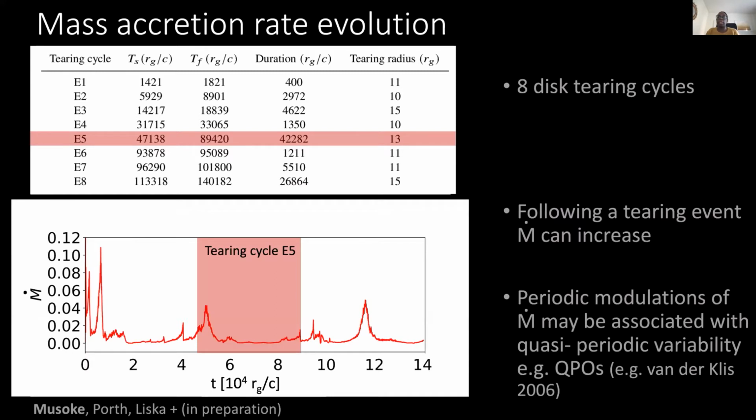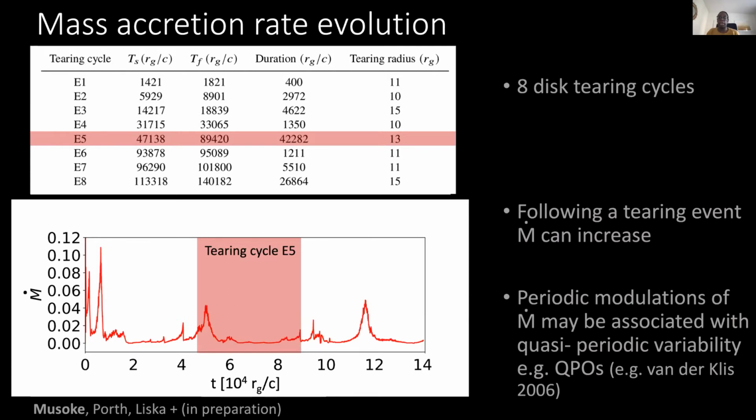We find that the disk tearing can lead to periods of more rapid gas inflow onto the black hole following the onset of a tear. This is shown in the mass accretion rate plot below, which shows the mass accretion rate as a function of evolution time. Periodic modulations of the mass accretion rate may be associated with observable quasi-periodic variability phenomena such as QPOs.